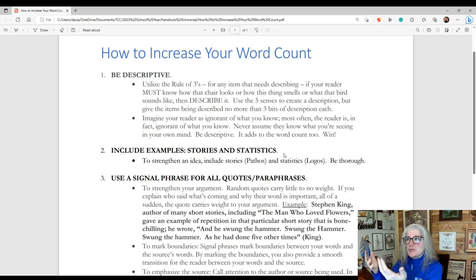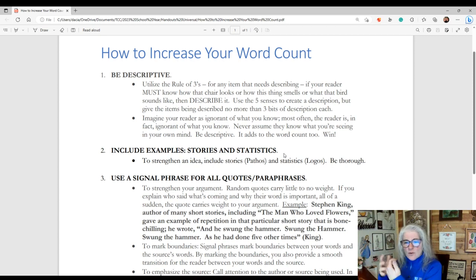I think sometimes as writers, we forget. We assume that the reader knows what it is that we're looking at. We assume the reader knows what it is that we hear. We assume the reader knows what we feel. And so we don't remember, let's put it that way, that we need to describe these things. We need to give bits of description using the 5 senses. And so that's how we increase our word count. That's one way, is by being descriptive.